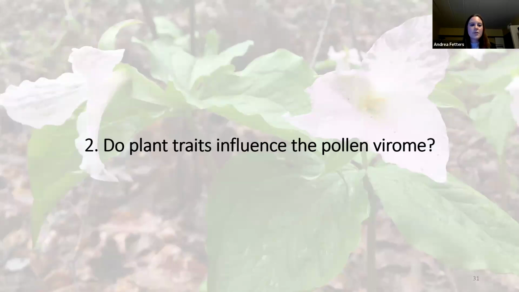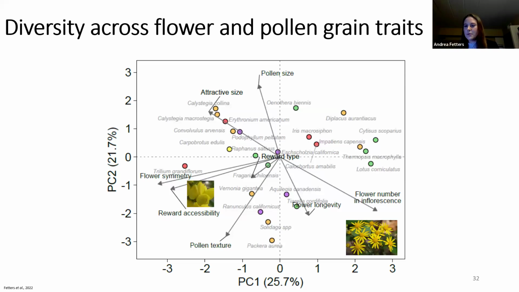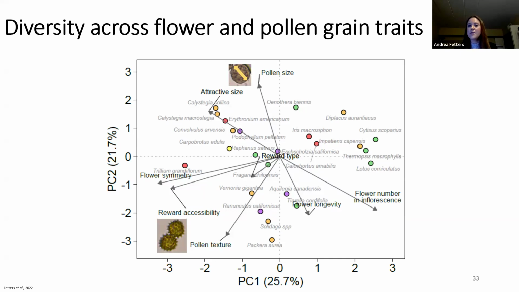Our second major question was, do plant traits influence the pollen virome? After getting a sense of what the pollen virome itself looked like, we performed what's called a principal component analysis of the floral and pollen grain traits that I mentioned before. The dots in this figure represent each different plant species, and I am just showing this figure to show that the plants did vary quite a lot in those 8 traits, which is why the dots are spread all over the figure. And the most important traits for PC1 were the number of flowers in an inflorescence and the flower symmetry and reward accessibility. The most important traits on PC2 are the pollen grain texture and size.